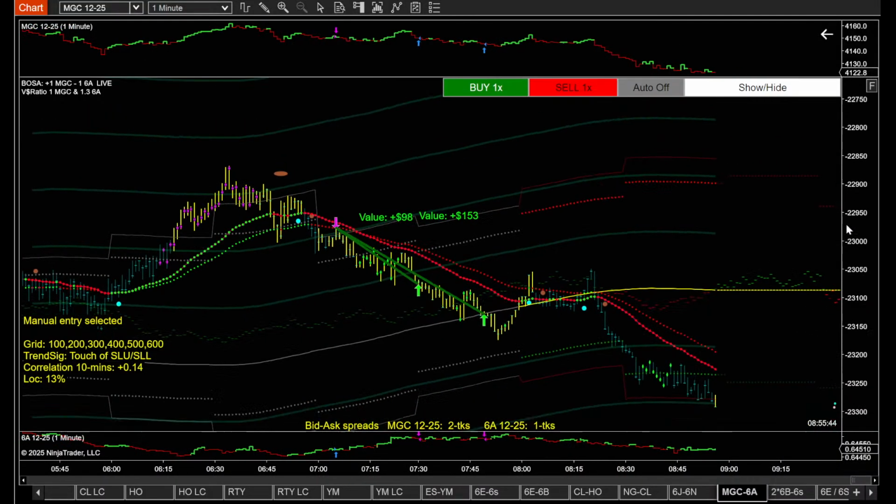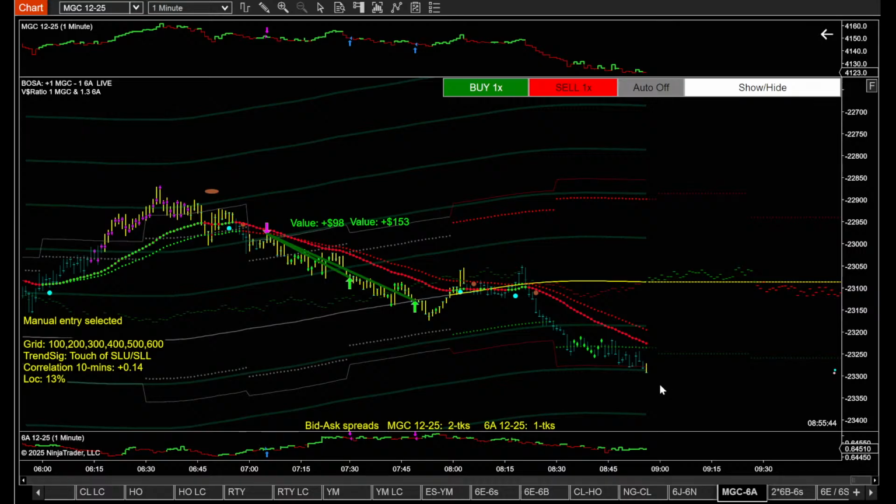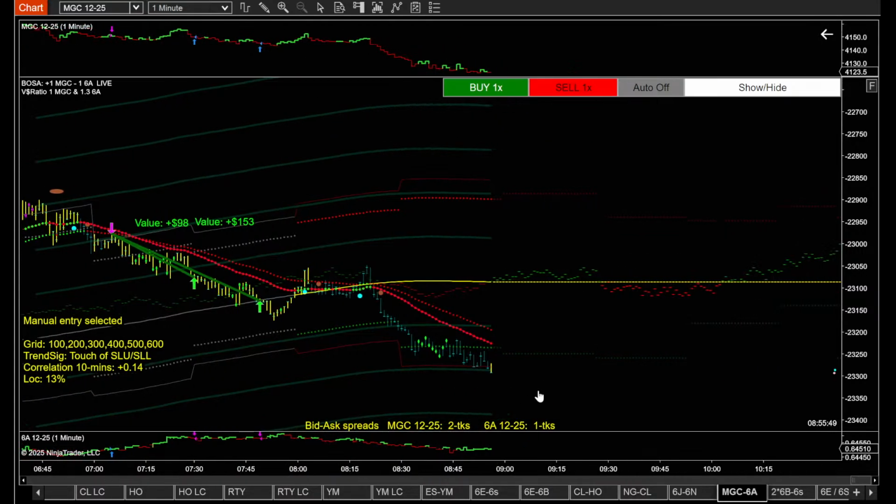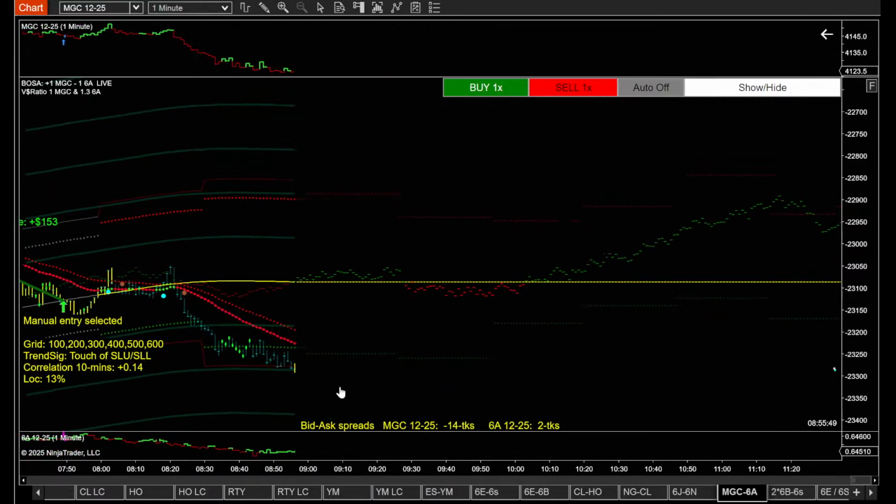Now the spread has continued to move southward, and we're getting into this oversold area here, so we might consider going long.